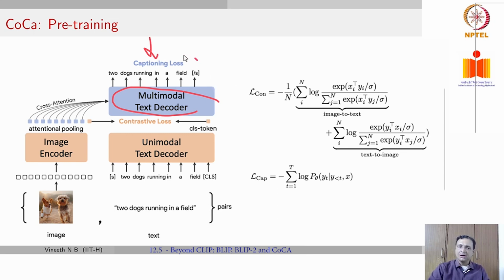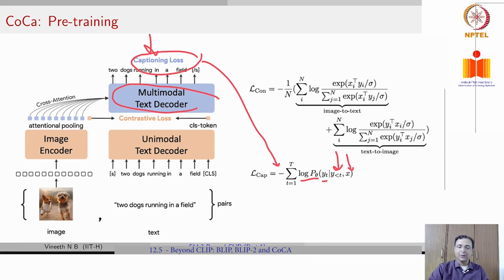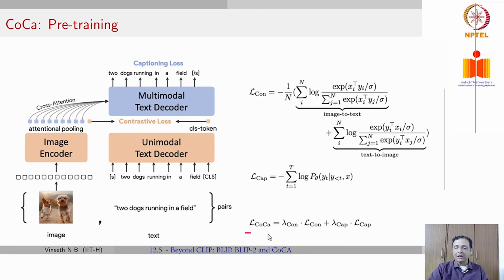To train this task of captioning using the caption loss, they use a standard autoregressive loss function where they try to minimize the negative log probability of yt given all the tokens before t and the input x that comes from the image itself. This is a standard autoregressive loss. These are the components that they use to put together their framework, and their final loss for training the model is a weighted combination of the contrastive loss and the captioning loss.